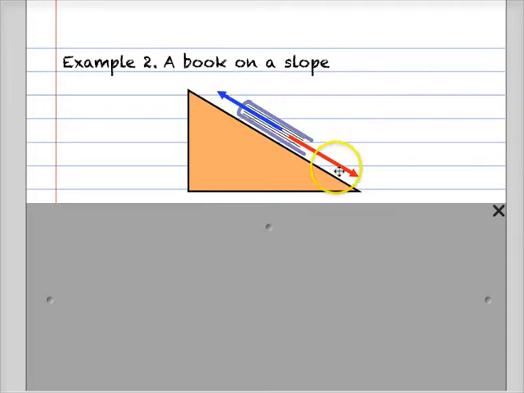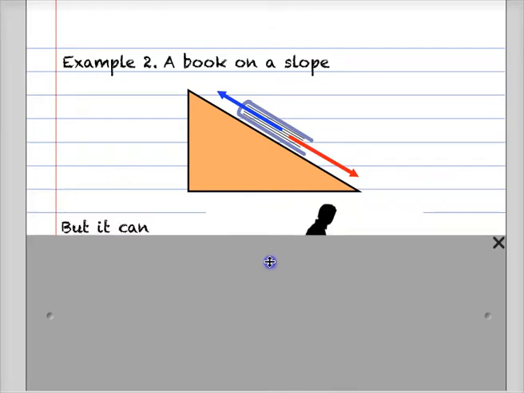I've drawn these arrows the same length as one another because the part of gravity that's pointing down the slope is exactly balanced by the friction force pointing in the other direction. So the book stays where it is. In the first example, the car is being slowed down by the friction, and in the second example the book is not being allowed to move because of the friction.